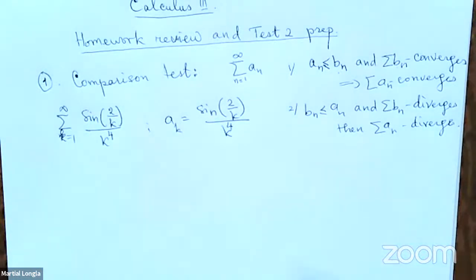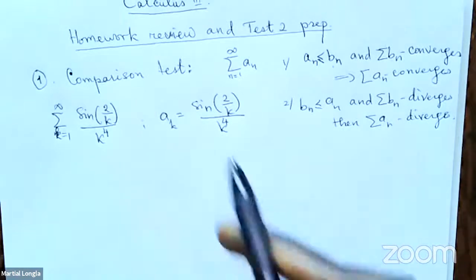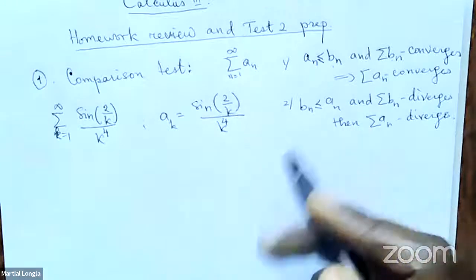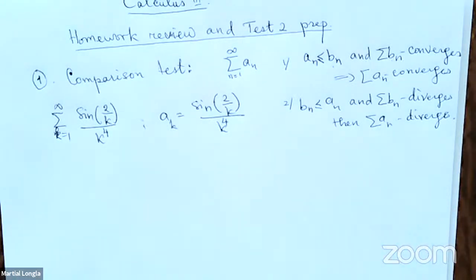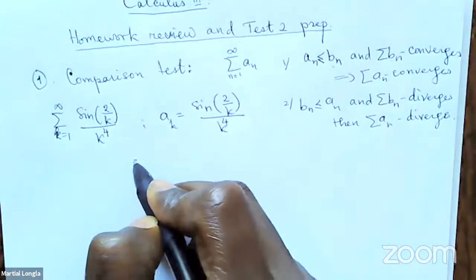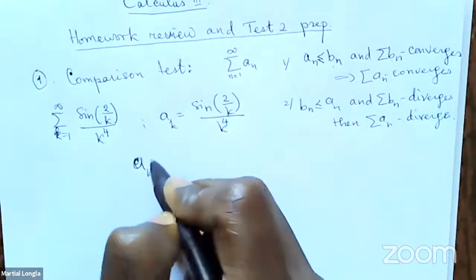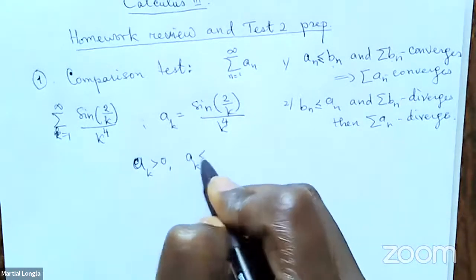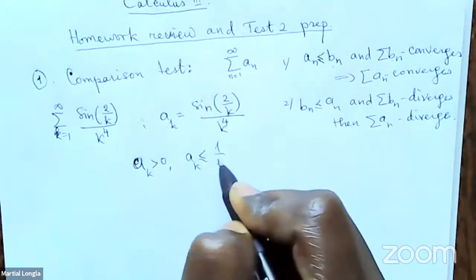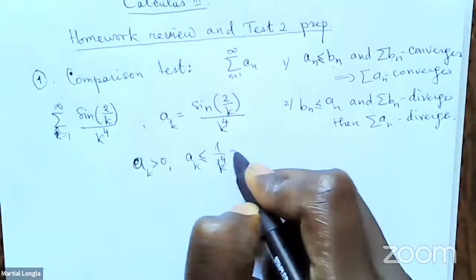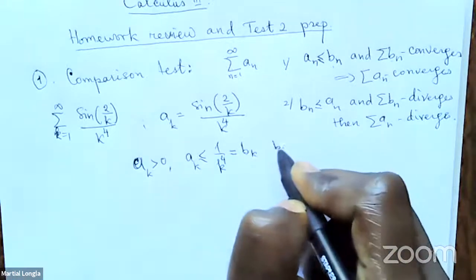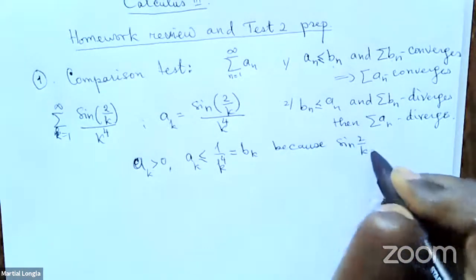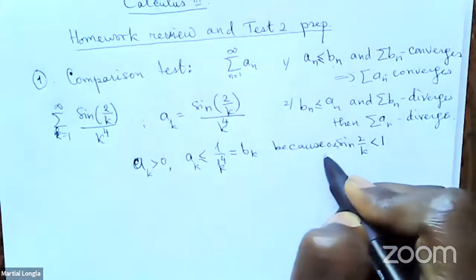Now, your b_k that you can find, depending on what you know about these functions, you could say sine of 2 over k is always less than 1. It's positive as well. So first of all, important to have that a_k is positive, and a_k is less than or equal to 1 over k to the power 4, which you define as b_k, and this is because sine of 2 over k is less than 1 and it's positive.